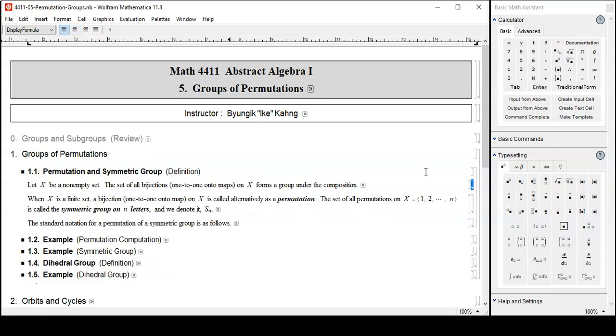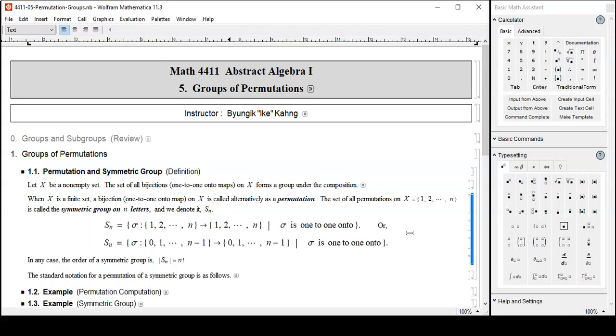Now, in a special case when X is a finite set, such a bijection is alternatively called a permutation. And the set of all permutations on the set X, given as 1 through n, is called a symmetric group of n letters. And we denote it as S_n. In short, here we go. Set of all bijections, all 1 to 1 onto maps from 1 through n back to 1 through n.